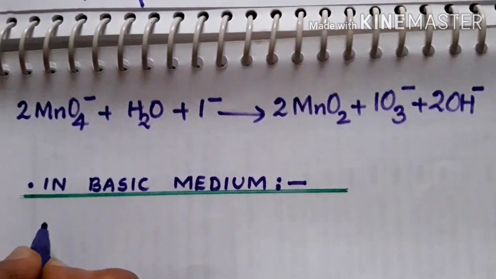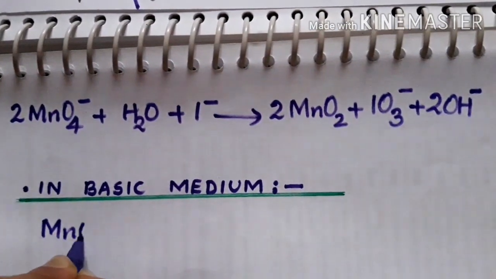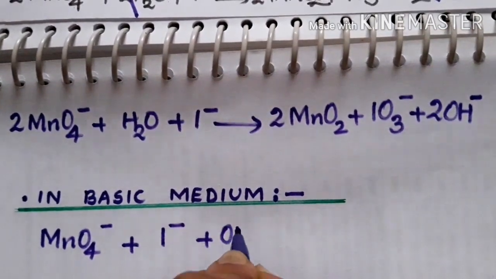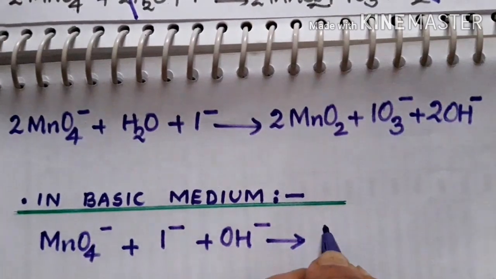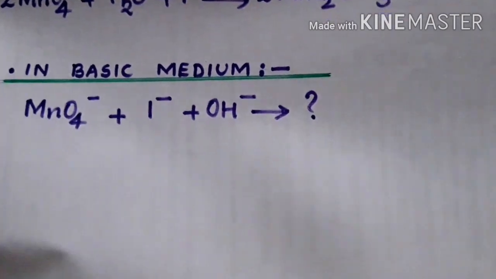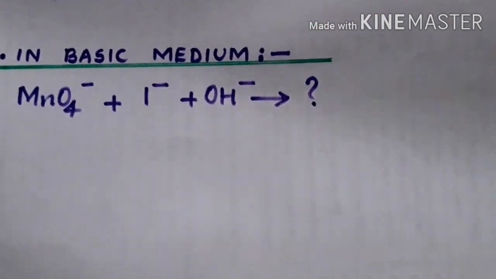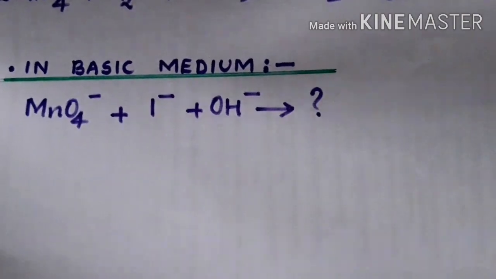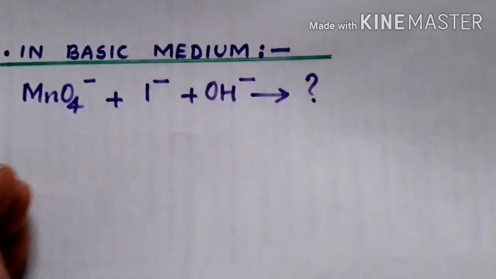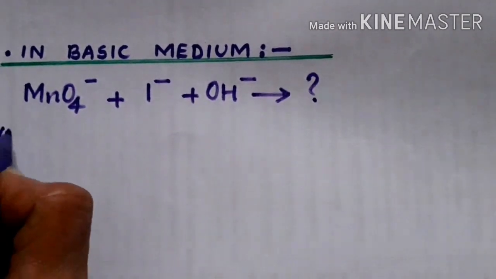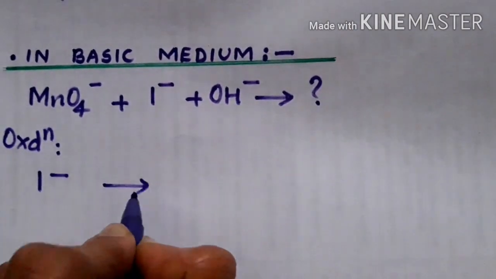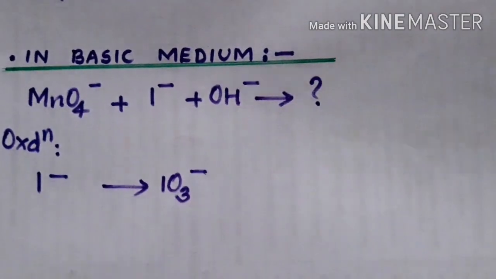Now coming to basic solution. Suppose you have the equation MnO4 negative plus I minus plus OH negative. You are asked to complete the reaction. How will you proceed? From this equation you can understand that OH negative means it is the medium in which the reaction occurs. First of all, divide it into two halves. First half, the oxidation half, will be I negative changing to IO3 negative in basic medium.